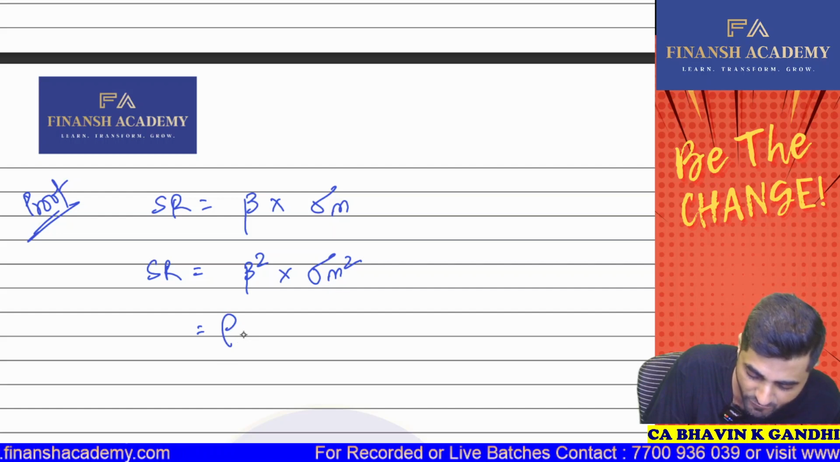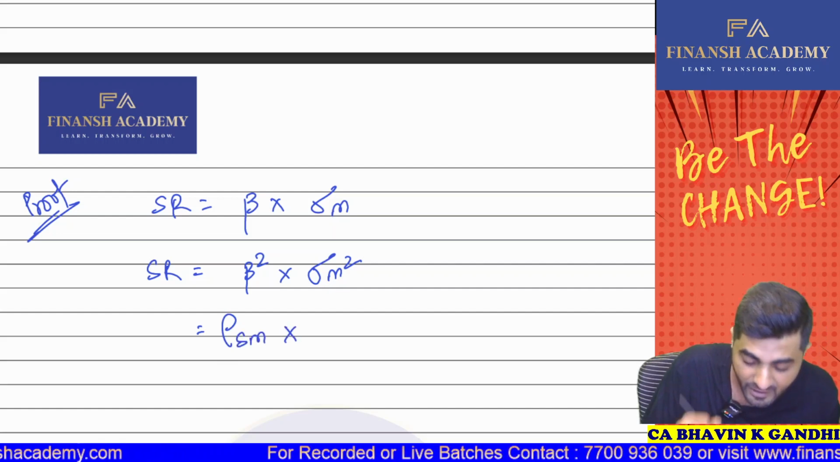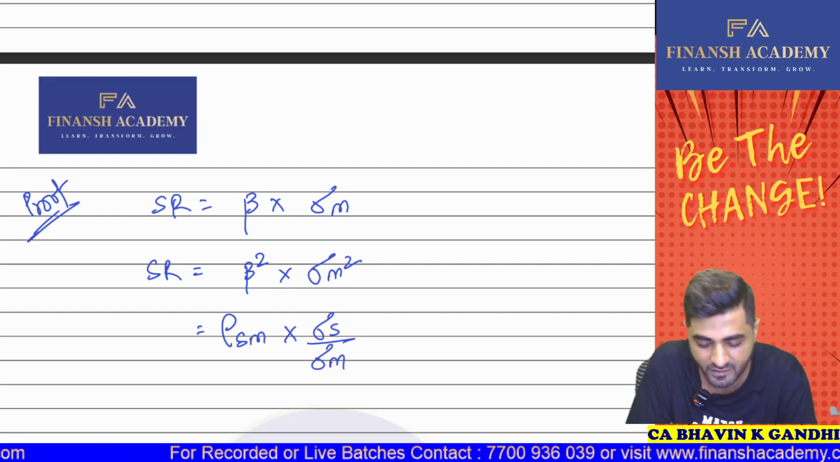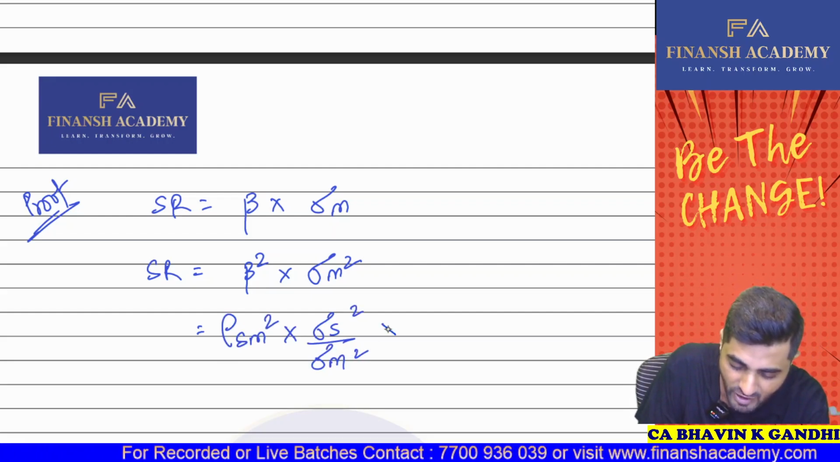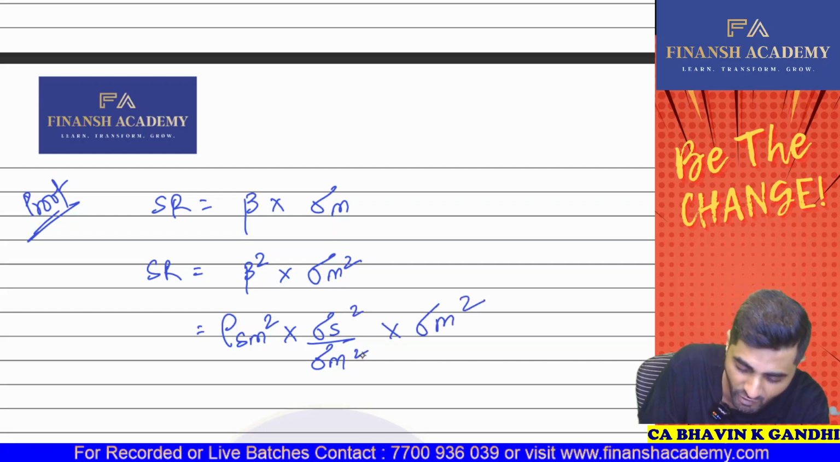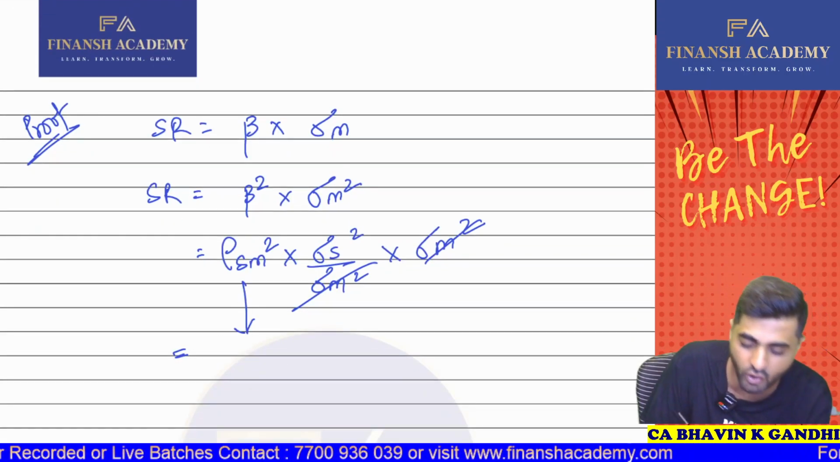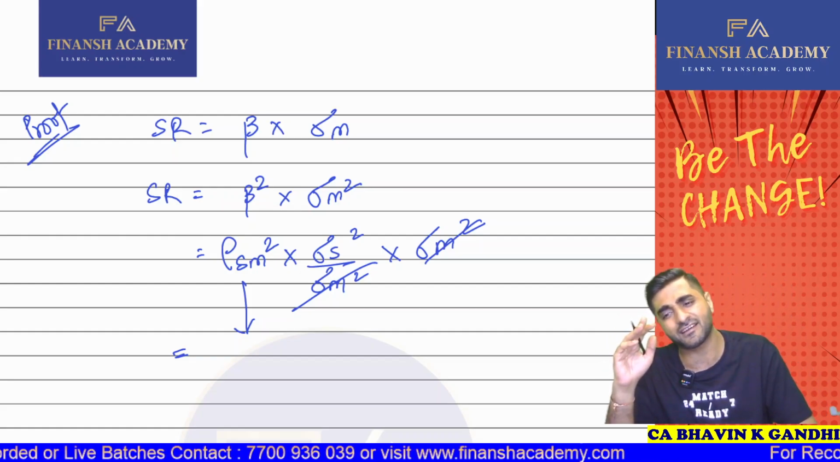Can I say correlation coefficient of the security with the market into whatever is the standard deviation of security upon standard deviation of market? Okay, but this is square. So I need to multiply this by market variance. Now, as you all can see, this gets cancelled. So basically, we are left with what? Correlation coefficient of the security with the market, right?